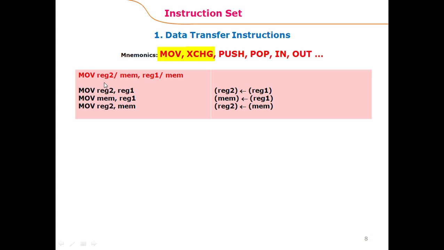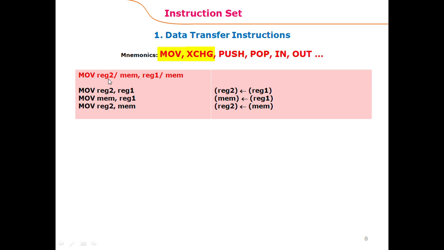The first operand is the destination of data, and that destination can be a register or it can be a memory location, while the source of the data can be a register and it can be a memory location. But remember that the source and destination cannot be memory at the same time. So a memory location here as the destination, and a memory location here as the source, is not allowed. So only memory can be either a source or a destination.